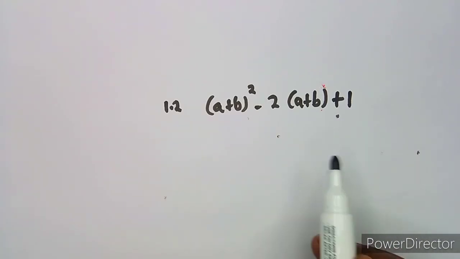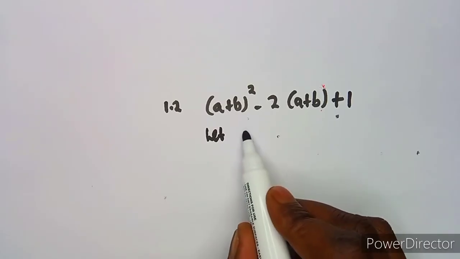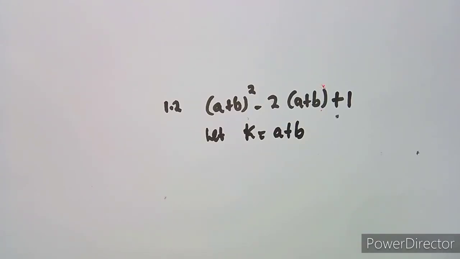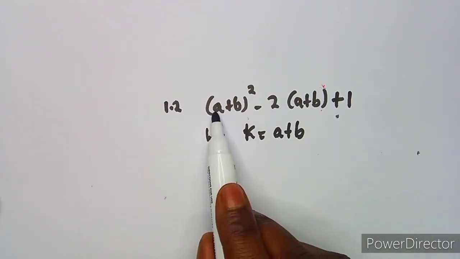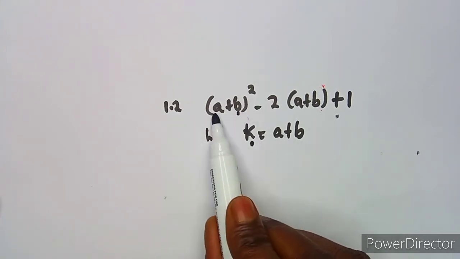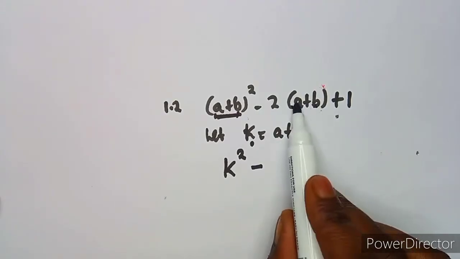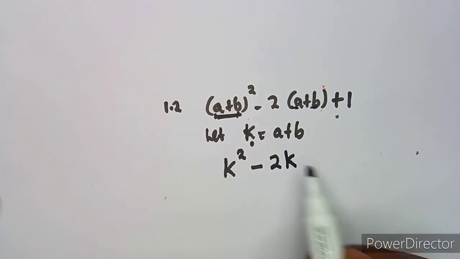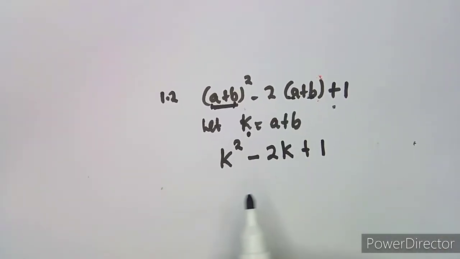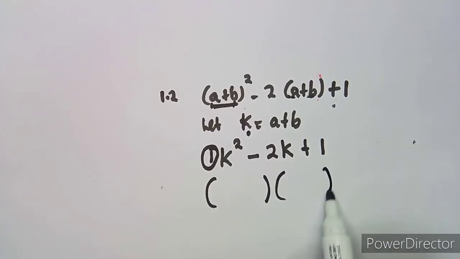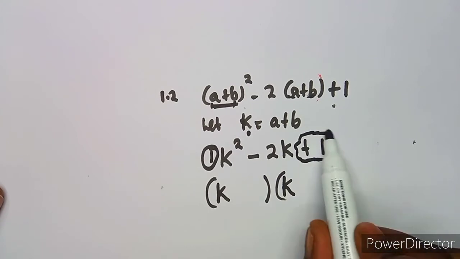I'm going to explain both ways, but you can actually just let k be equal to a plus b, so that at least it can make your working easier, so that in place of a plus b you are going to substitute with k. So in this, a plus b squared is going to be k squared, minus 2 times a plus b, so it's going to be 2k, again plus 1, like this. Now it's something that is easier for me to factorize because here I can just see that the coefficient of k squared is 1. So I'm supposed to have 2 brackets, a k here and another k here.